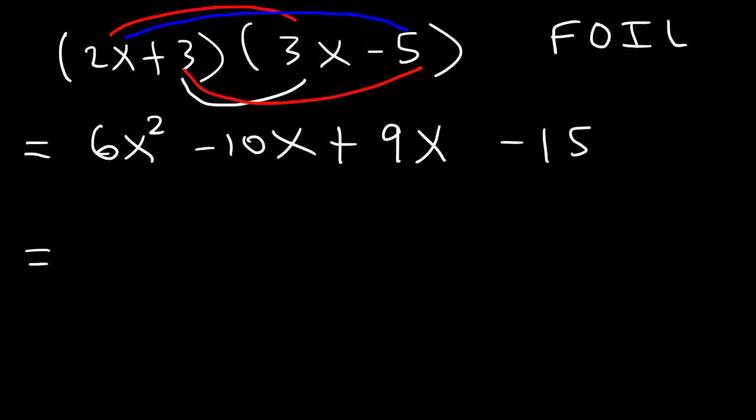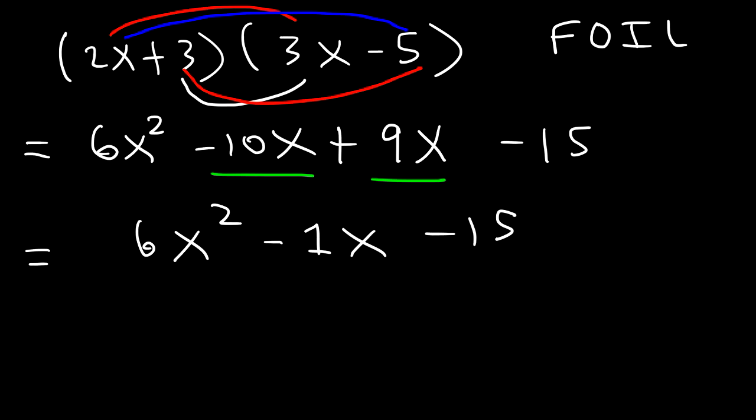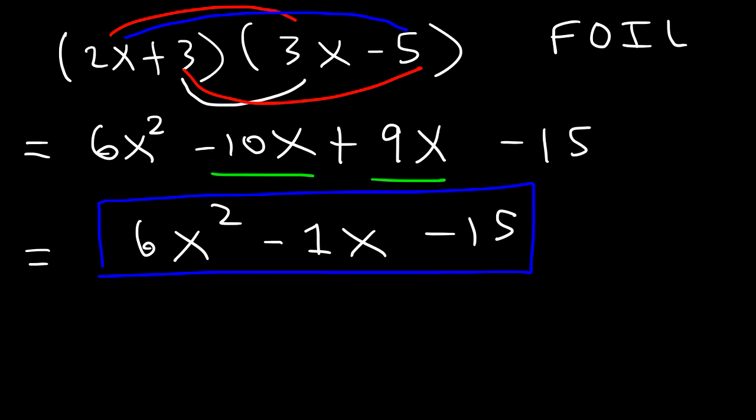Now, we need to simplify this algebraic expression. So we need to combine like terms. Negative 10x plus 9x. That's going to be negative 10 plus 9, which is like 9 minus 10, that's negative 1. Negative 1x and negative x are the same. So this is the answer. It's 6x squared minus x minus 15.